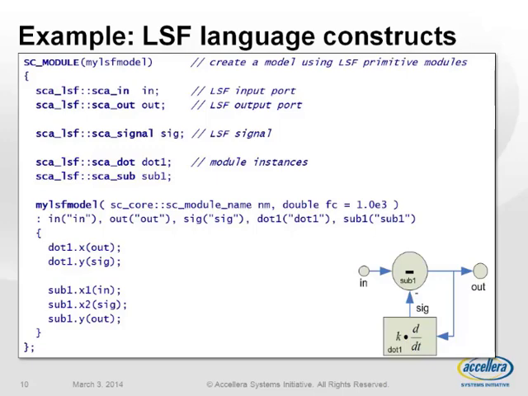And to connect them, you will have an internal signal called SIG here, defined as LSF SCR signal. And in the constructor of your model, you will just connect the different primitives together. So if you want to have this kind of netlist, you see that on the subtractor X1 input, you will connect in. On the X2 input, you connect SIG. On the Y output of this primitive, you will connect the out signal, and same thing for the derivation construct.